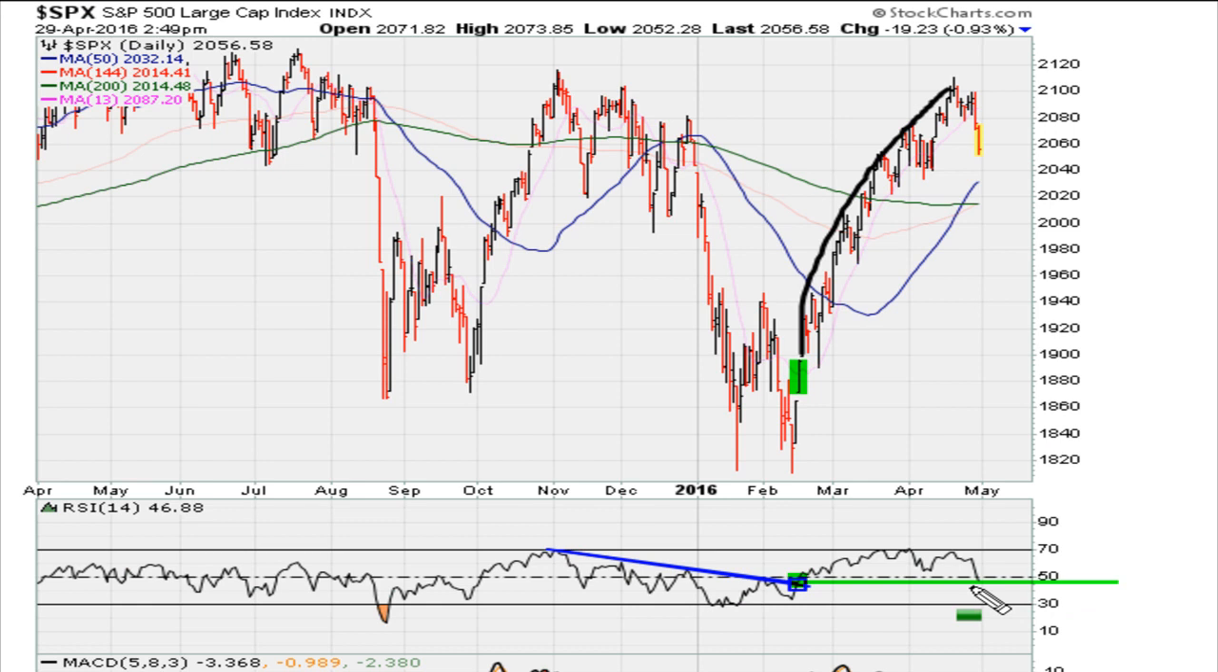There's also another line coming off the lows and connecting to the lows here. Just extend it out like that. Okay, so that could also be support. Keep in mind that same line happens to be the negative divergence line.